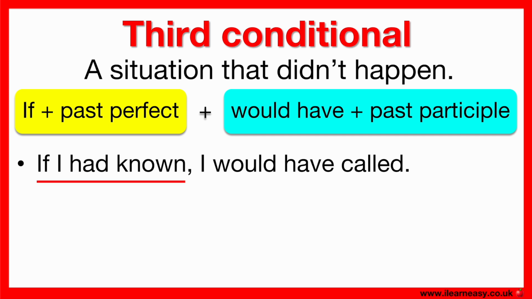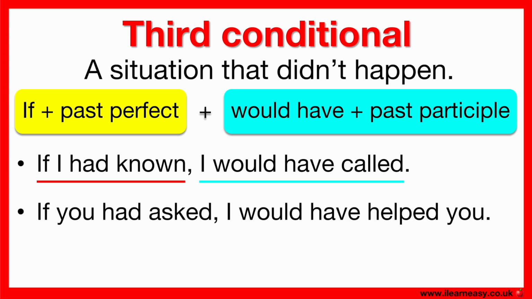The if clause comes first, followed by the main clause. The if clause follows the structure if plus the past perfect, and the main clause follows the structure would have and the past participle. If you had asked, I would have helped you. Again, this situation didn't happen, but in hindsight, if you had asked, I would have helped you.